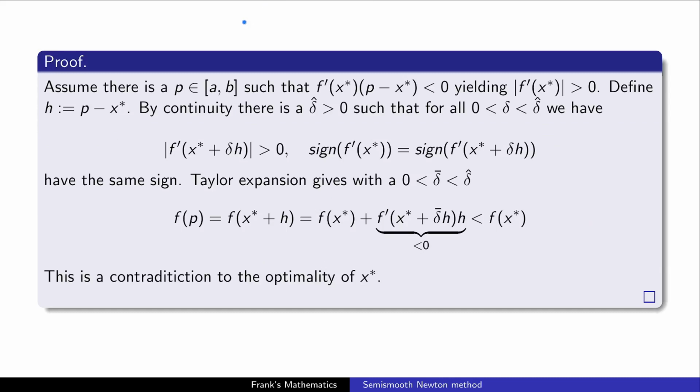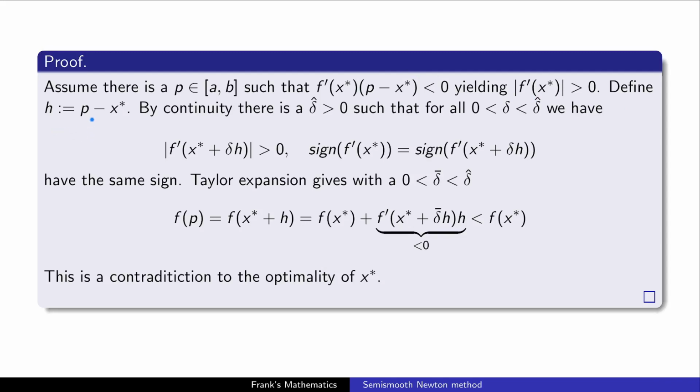So here's the proof. We assume that the result is wrong. So we assume that there is a p lying inside the interval a and b, such that the directional derivative in direction p minus x star is less than 0. Of course, if this product is negative, we know that both components must be non-zero. So f prime x star must be not 0. Define h as the direction p minus x star.